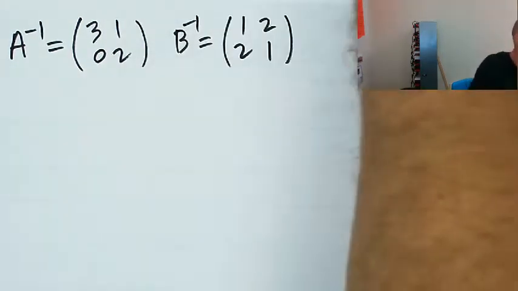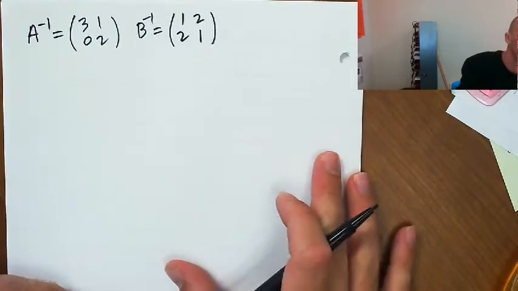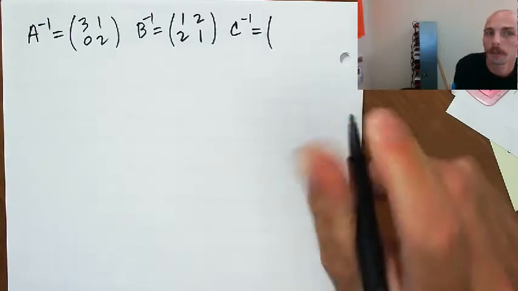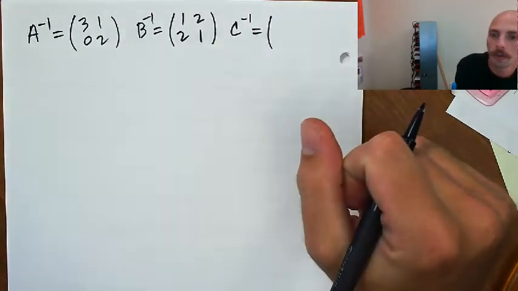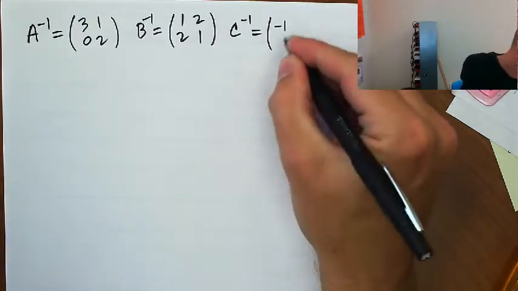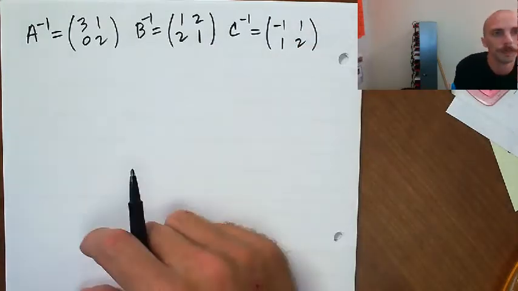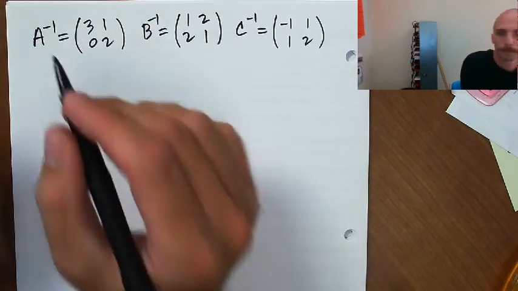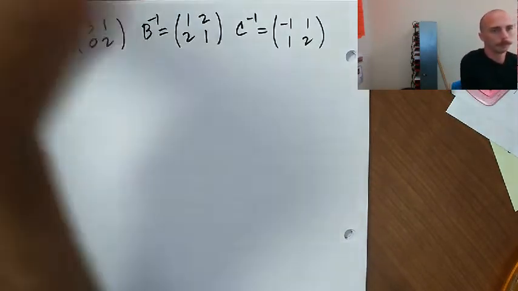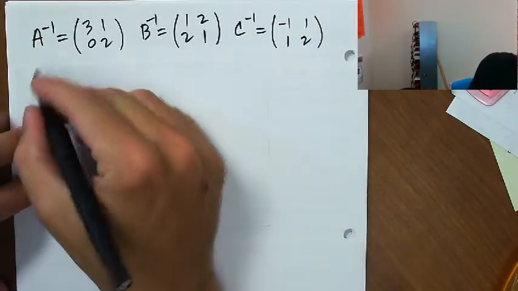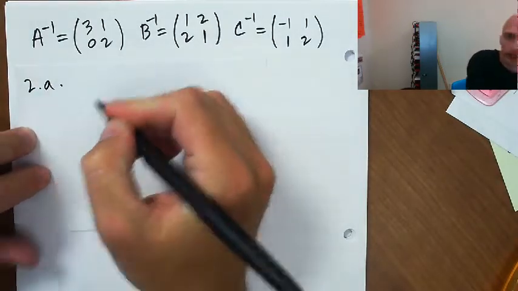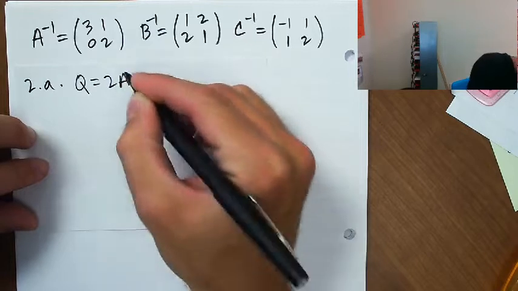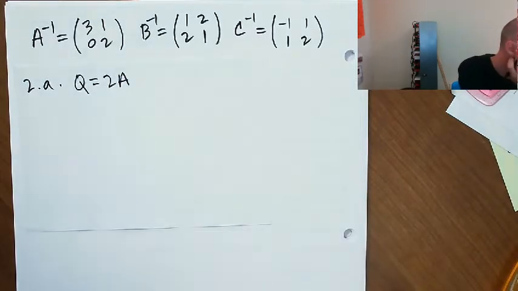And then C inverse, I'm going to have to zoom out again, but that's fine. Hopefully this is not blurry. It doesn't look blurry on my screen. So C inverse is negative 1, 1, 1, 2. Okay, and if we want Q equals 2A.